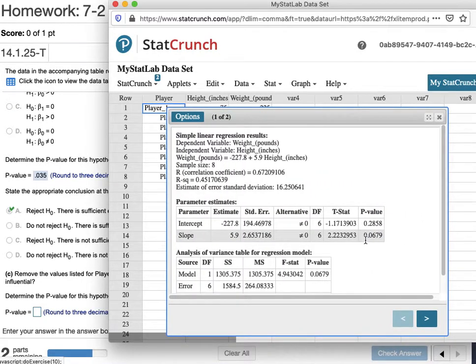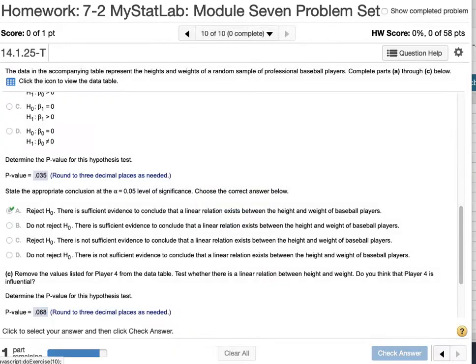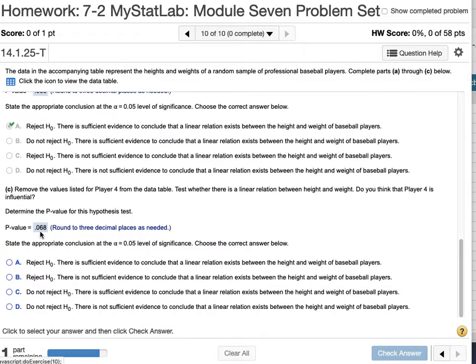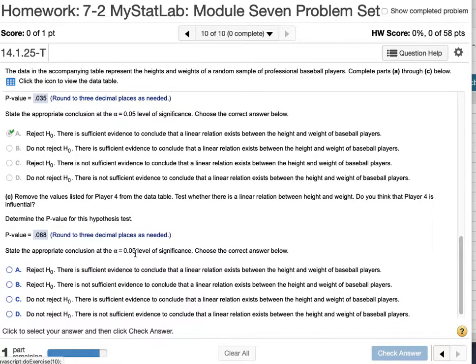So the p-value, look at that, it's 0.068. All right, and so when we see this, so when we remove player 4, at the 0.05 level of significance, well, this is bigger, so we would not reject the null. And that there is not sufficient evidence to conclude that a linear relationship exists between the height and weight of the baseball players.